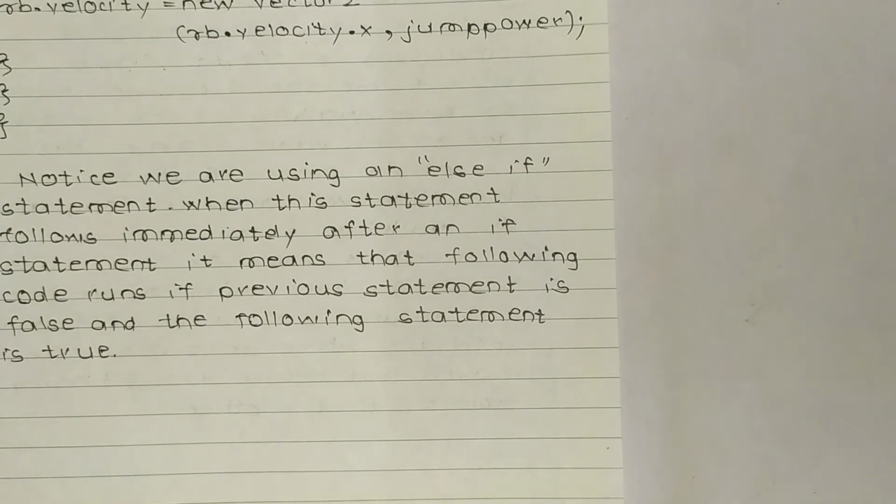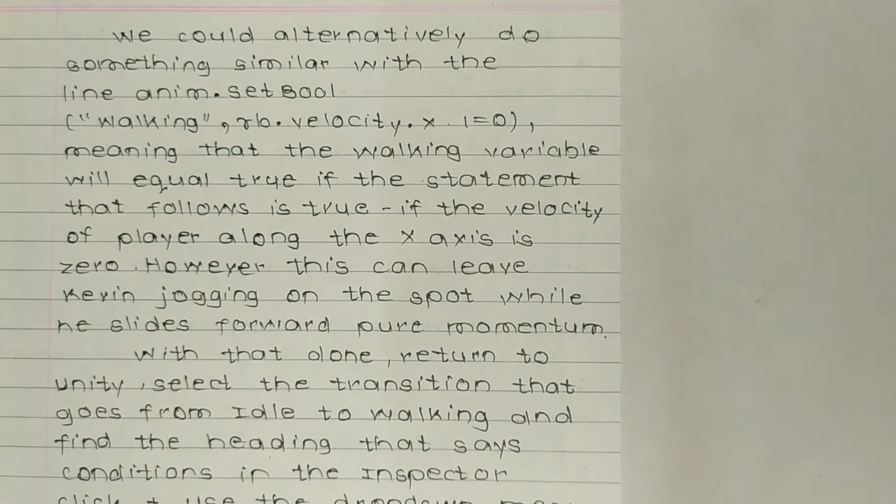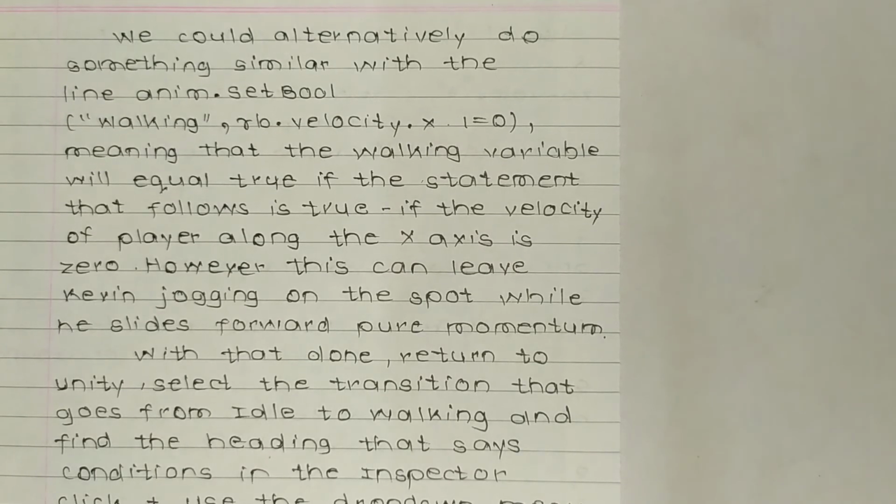Notice we are using an else if statement. When this statement follows immediately after an if statement, it means that the following code runs if the previous statement is false and then the following statement is true. We could alternatively do something similar with the line anim.SetBool walking, rb.velocity.x is not equal to 0, meaning that the walking variable will equal true if the statement that follows is true. If the velocity of the player along the x-axis is not 0, however, this can leave Kevin jogging on the spot while he slides along on pure momentum.